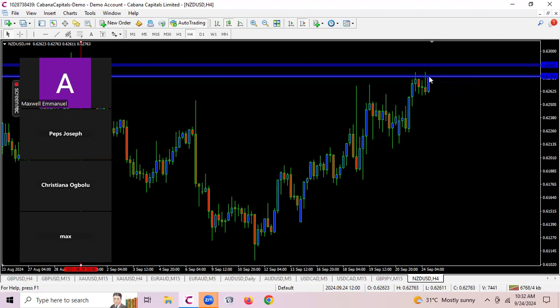Okay, but price is currently trading. Probably after the formation of this shooting star, it's likely a fair value gap was created also. And that's the reason for this pullback. Let's go to 1 hour to confirm that.